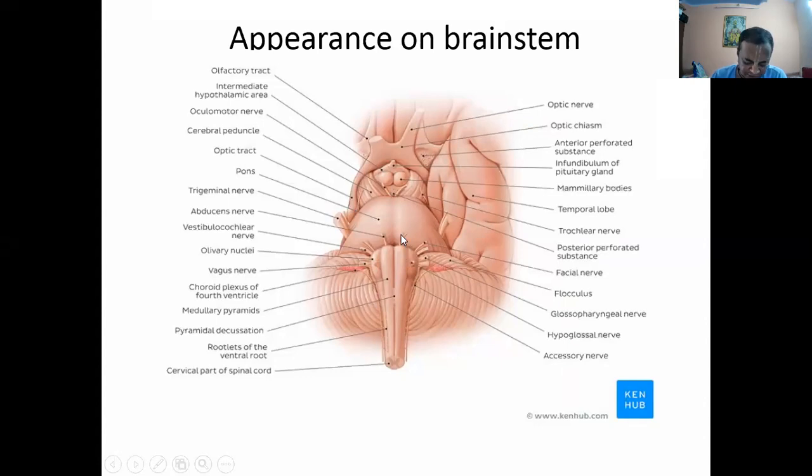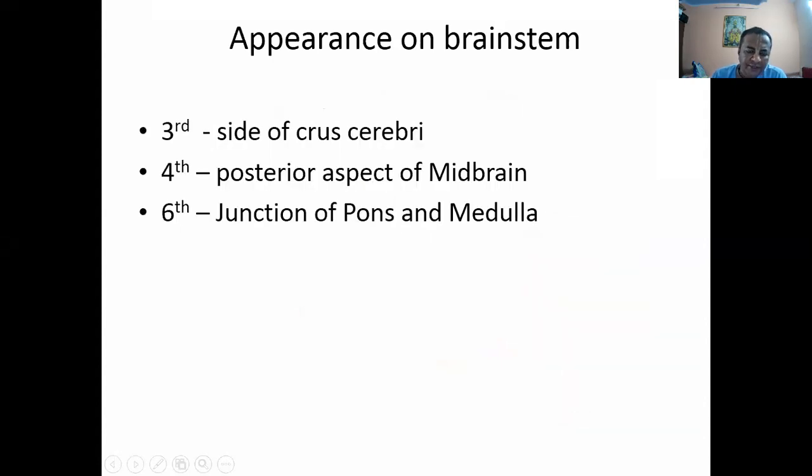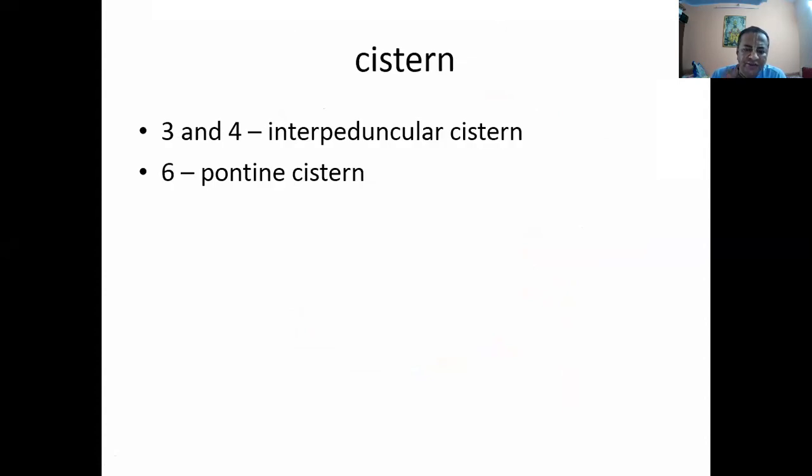And sixth nerve is at the junction of pons and medulla. So appearance on the brainstem: third nerve side of crus, fourth nerve posterior aspect of midbrain, sixth nerve junction of pons and medulla. Now each of these nerves, the moment they come out, they pass through a cistern.